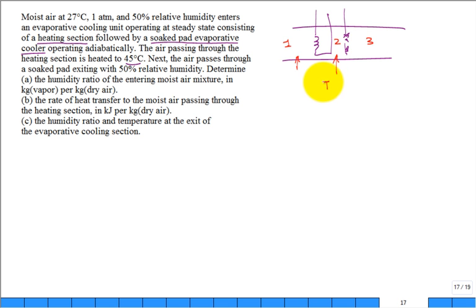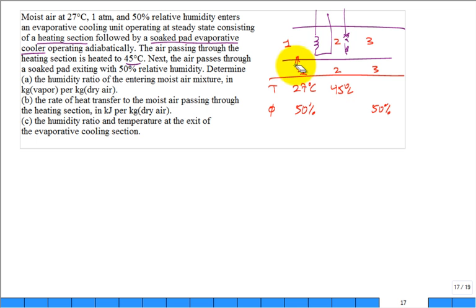And they're saying that the temperature at 2, maybe I'd do it this way, put a table together. Temperature at state 2, this is 1, this is 3, is 45 degrees C, where it came in at 27 degrees C. And the relative humidity was 50% when it came in. And that doesn't tell me any more than it's just heated till 45 degrees C. Next, the air passes through the soaker pad and exits with a relative humidity of 50%. So I organize the information that's given.